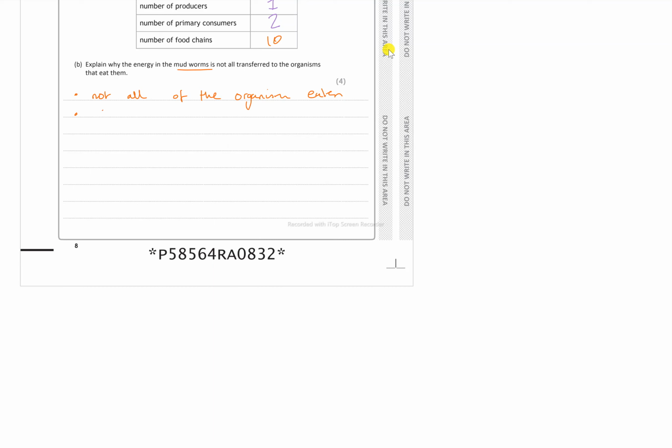Right, some energy is wasted, some energy consumed on, I suppose, respiration for energy, for movement.